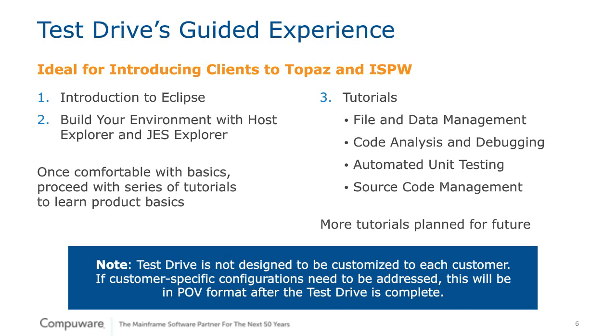Next is Topaz for Total Tests, which automates the process of creating unit tests, creating program and data stubs, and enables your engineers to run Java-like unit tests. And then we have ISPW, which enables developers to code, test, and deploy mainframe code quickly and safely without worry of overlaying code from another developer.